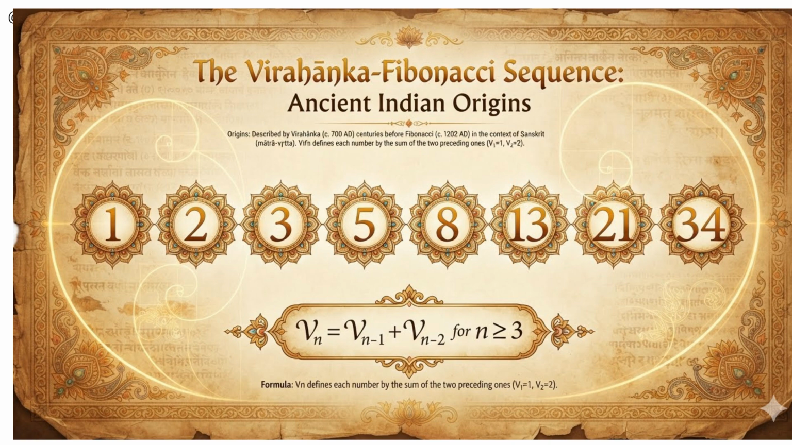The Virahanka-Fibonacci sequence is the famous numerical pattern 1, 2, 3, 5, 8, 13, 21, 34, where each number is the sum of the two preceding numbers, discovered in India centuries before it was popularized in Europe. Vn equals Vn minus 1 plus Vn minus 2 for n greater than or equal to 3. So we get the sequence 1, 2, 3, 5, 8, 13, 21, 34, etc.